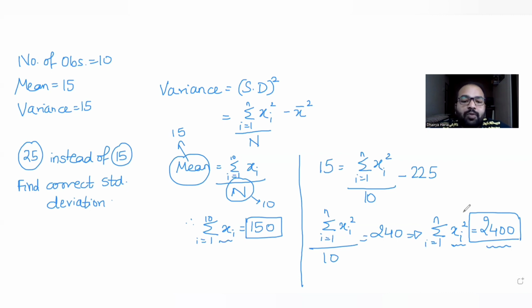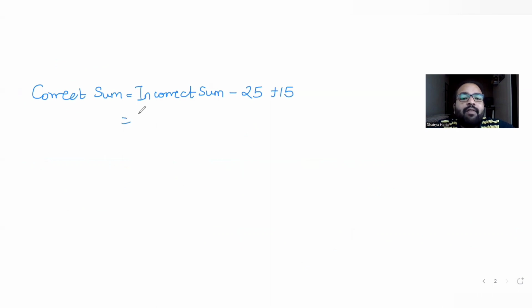So this is what we get as the sum of the squares of all the observations, that is 2400, and the sum of all the 10 observations is 150. Now let's find the correct standard deviation. We already know the incorrect sum, 150. From that incorrect sum, I subtract my wrong observation, that was 25, and add the new correct observation, that is 15. So 150 minus 25 plus 15 gives 125 plus 15, that is 140.